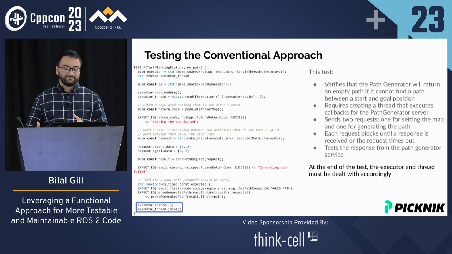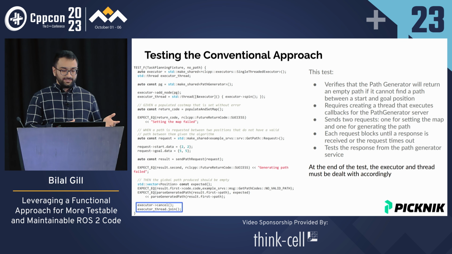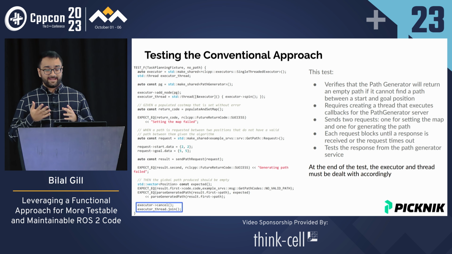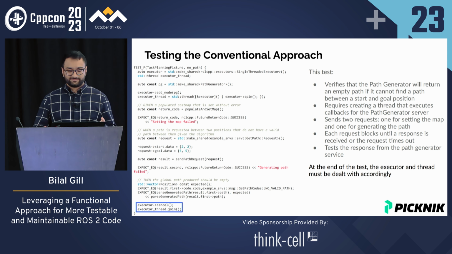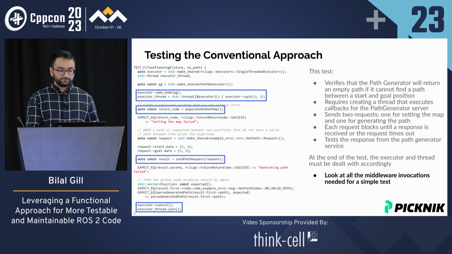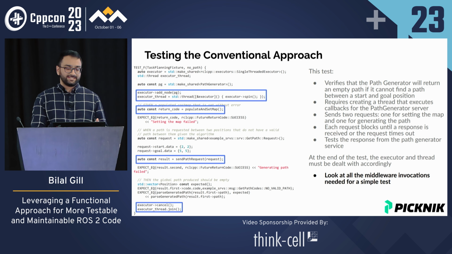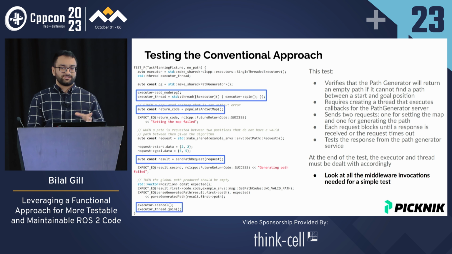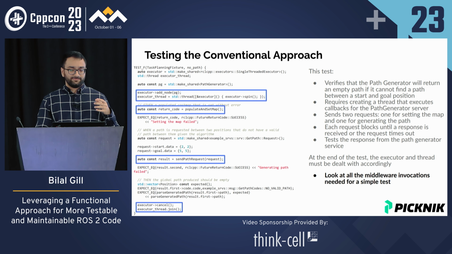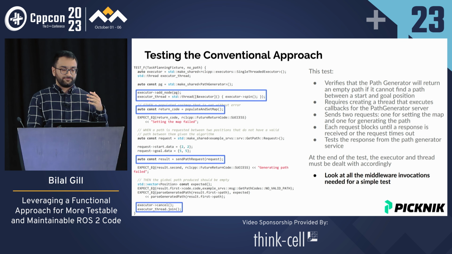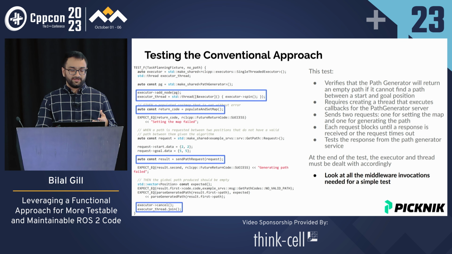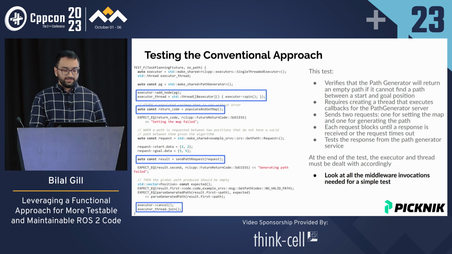But wait, it's not finally yet, because if we don't deal with the executor and thread, then we can get a use after free error, which can lead to a seg fault. So look, just in the simple test, we want to test if our path generator server doesn't generate a path, and we have to have all this setup. We have 4 places where flakiness could be introduced.